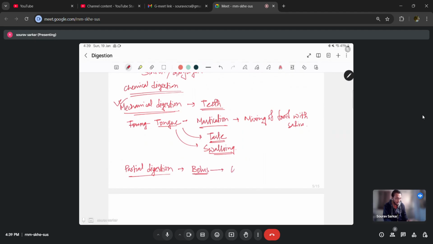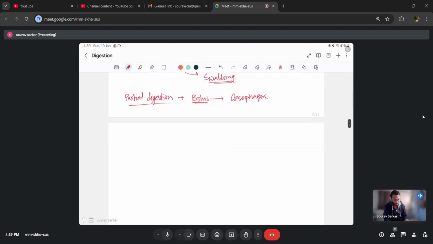Now that will enter into the esophagus, the long tube-like structure from the buccal cavity up to the stomach. Just like this. This portion up to the stomach is known as the esophagus. The esophagus does not show any digestion or release any enzyme, but it shows one kind of movement known as peristalsis movement.